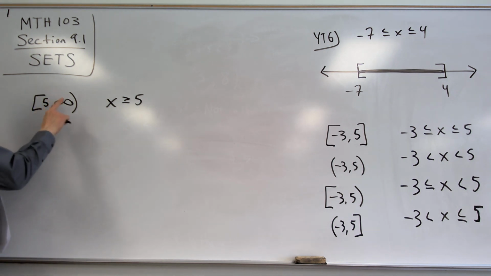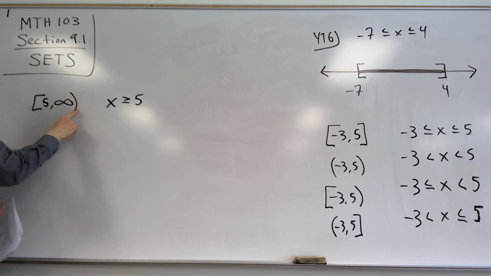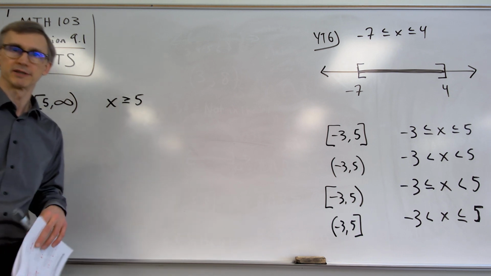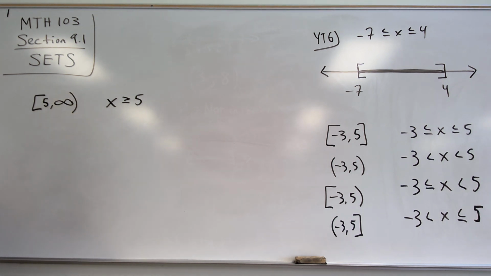Now, why does infinity have a parenthesis, whereas 5 has a bracket? Well, 5 is in the set. If we had put a bracket over here, that would mean infinity is in the set. But infinity is not an actual number, it's just kind of an idea. So we don't put it in the set. So infinity always gets a parenthesis, and that's very important.